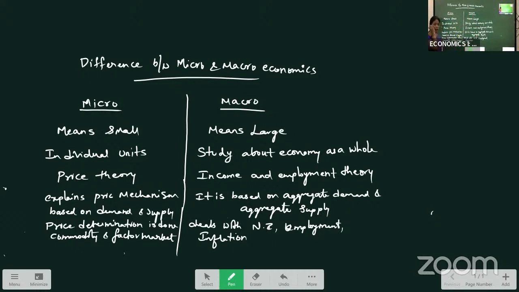Okay. And also we say that micro is also called partial equilibrium, because we are studying only one part, only one individual, whereas macro is termed general equilibrium. General means as we are going to study in general the total economy, right? So micro is also known as partial equilibrium, and macro is also known as general equilibrium. And one more point of difference we have: micro is static in nature.